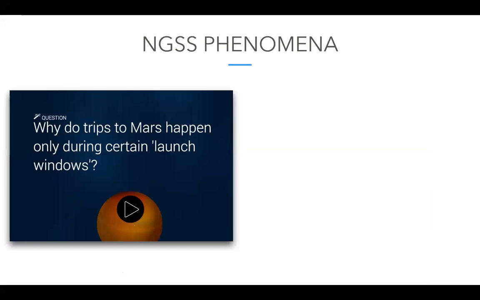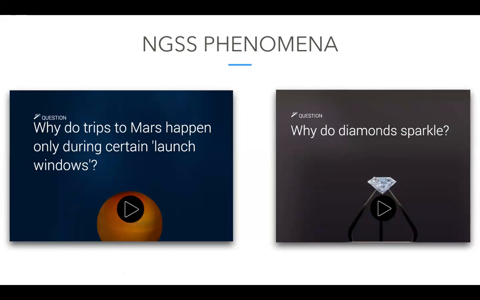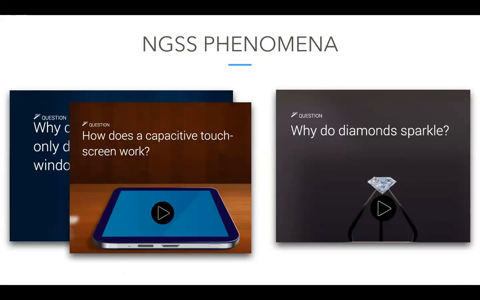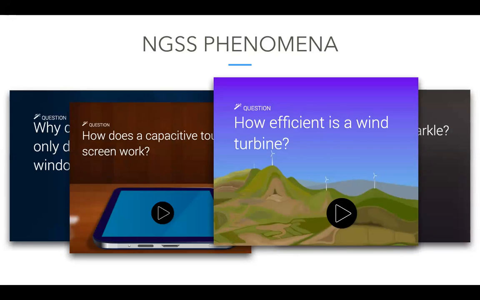So speaking of all these real world applications, I know many of you are testing out or implementing an NGSS curriculum, and I believe our simulations serve as great resources for NGSS. Here's just some examples of sims with this great big question. Journey to Mars: why do trips happen to Mars during certain launch windows? The Diamond Cut sim: why do diamonds sparkle? Touchscreen sim: how does a capacitive touchscreen work? And wind turbine: how efficient is a wind turbine?